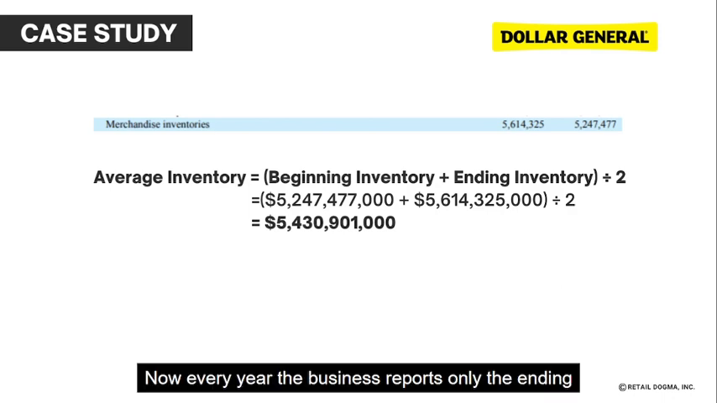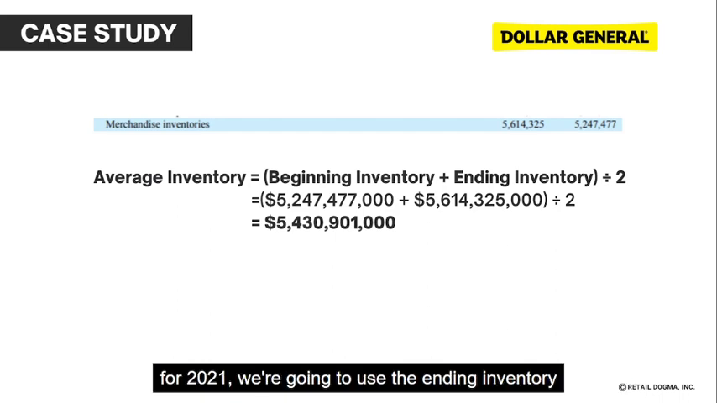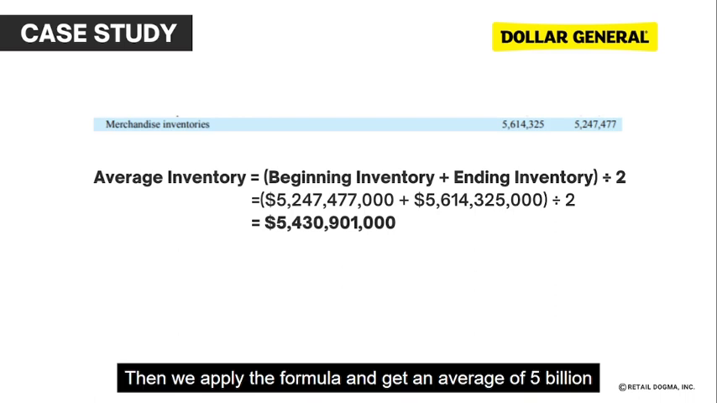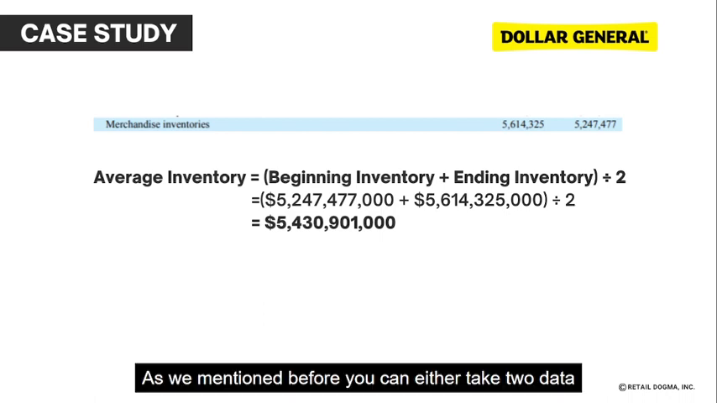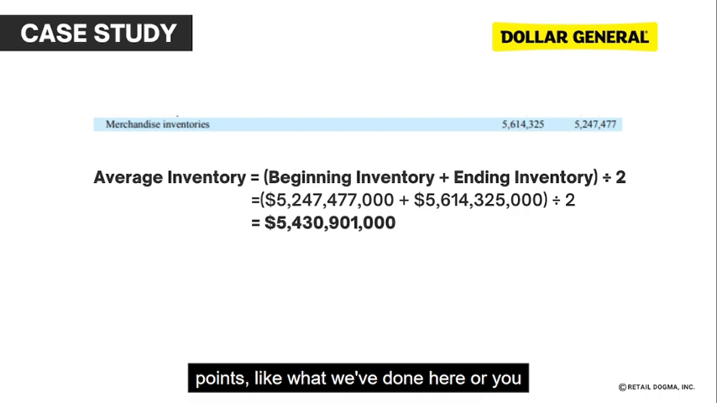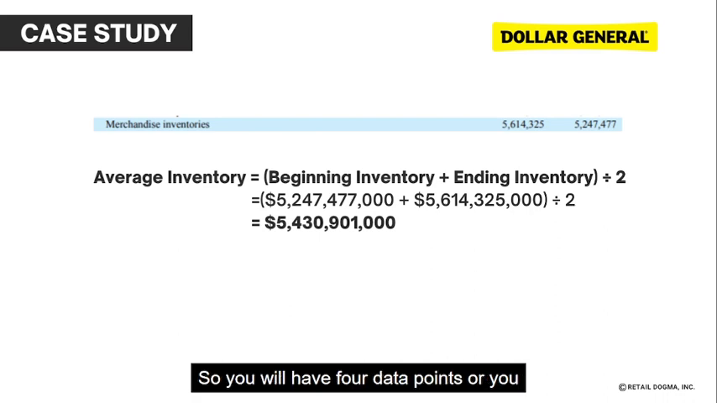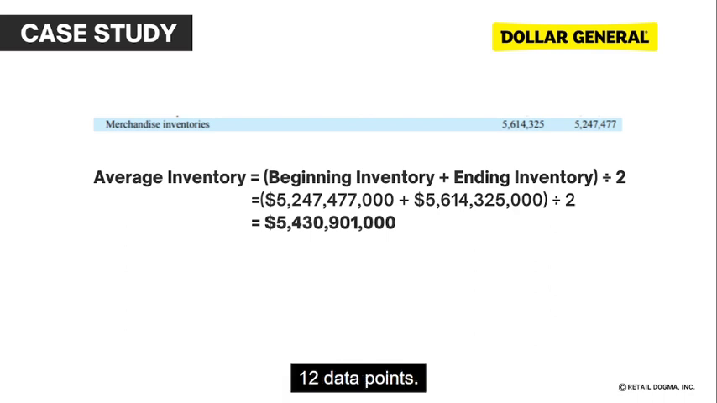Now every year the business reports only the ending inventory on its balance sheet. So to get the beginning inventory for 2021, we are going to use the ending inventory for 2020, which is also on the right. Then we apply the formula and get an average of 5,430,901,000. As we mentioned before, you can either take 2 data points, like what we've done here, or you can take the ending inventory of the quarterly reports, so you will have 4 data points, or you can take the ending inventory of every month, so you will have 12 data points.